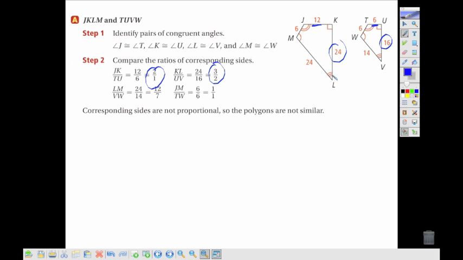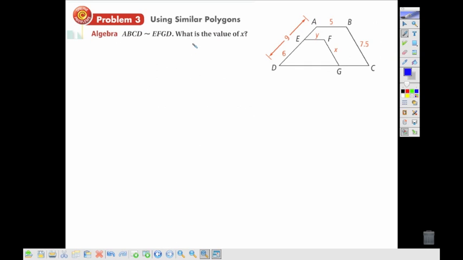Now I would actually question whether this is a possible situation because all of the angles are the same. The sides probably should be the same, but they're trying to trick you here and make sure you check it.